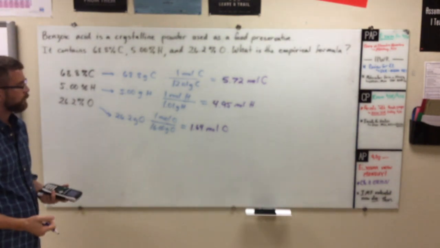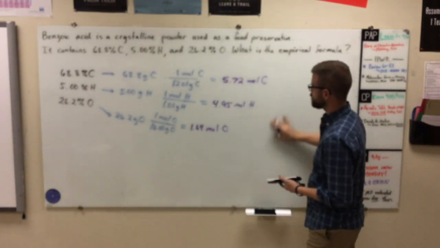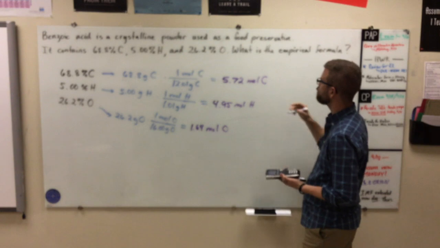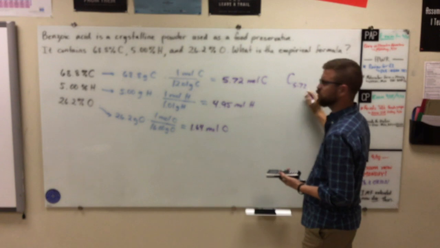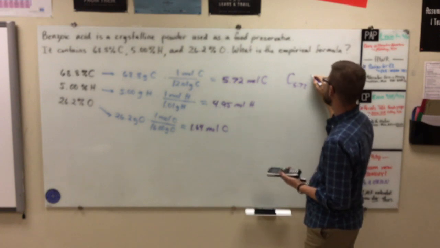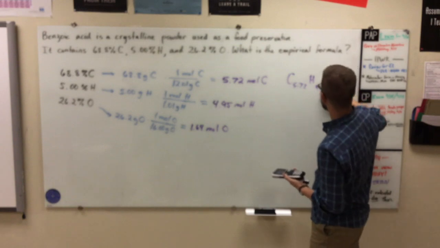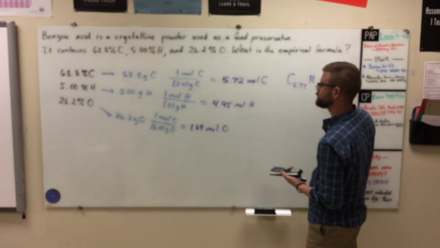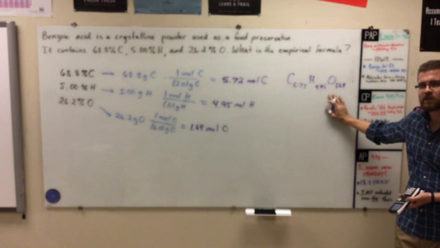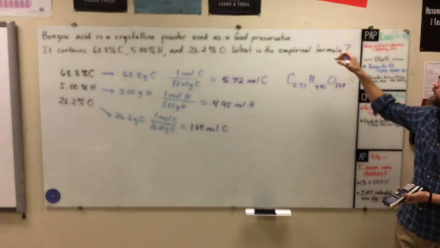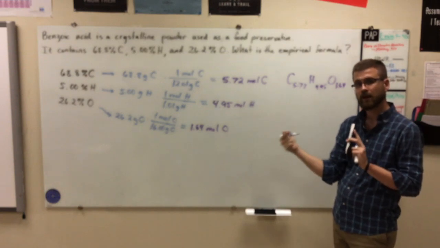How do we get to our empirical formula? Well, remember that in these formulas, we think of them also as ratios. So if you want to, you can rewrite your compound like this. It's going to be C, it's weird, but we can do this, right? C 5.72, H 4.95, and oxygen, of course, is 1.64. Well, we want simple whole number ratios, right? That's what an empirical formula is, the formula with the simplest ratio in whole numbers.